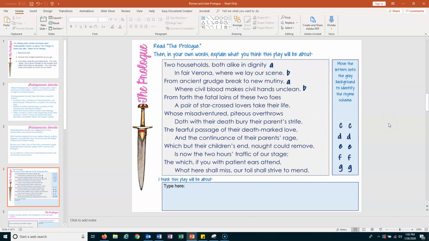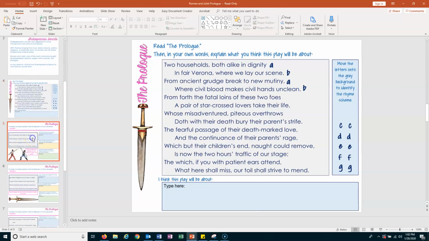Like I said, if for some reason it's not working for you, insert a text box up here where they have insert, and then you can just type the letters if you need to. To type here, all you're going to do is double click on it and type. And you're just going to say, what do you think this play is going to be about, right? That's all you do.